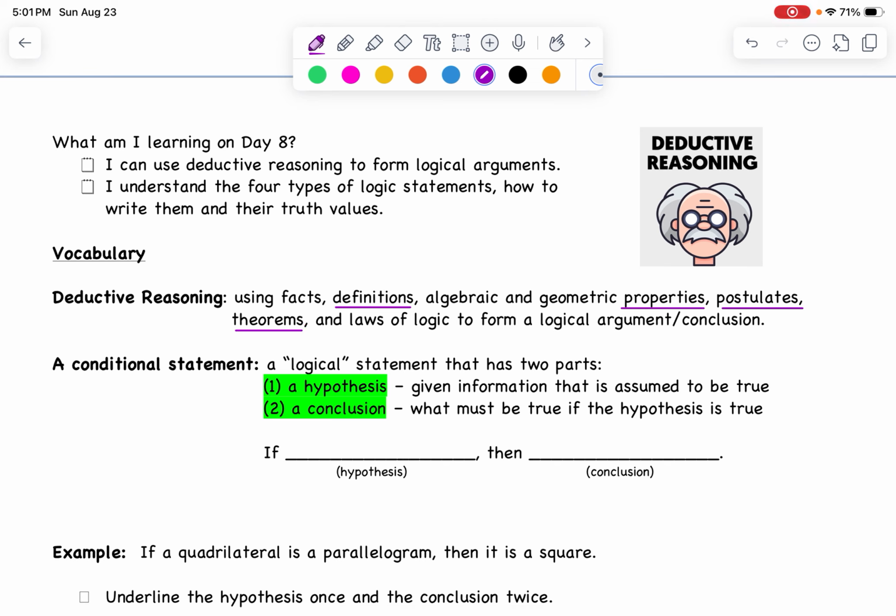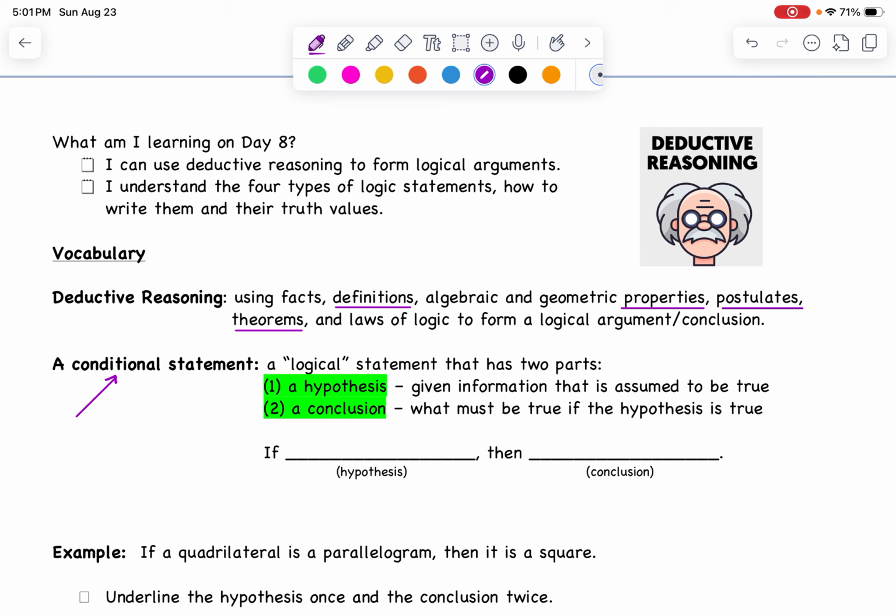Okay, so what we're going to do today is write a bunch of sentences, and these sentences are special because they are called conditional statements. A conditional statement is an if-then statement. The first part is the hypothesis. That is the statement that follows the if, and then the conclusion is the part that follows the then. The conclusion is what must be true if the hypothesis is true. And we always assume the hypothesis to be true, or else why would we say it?